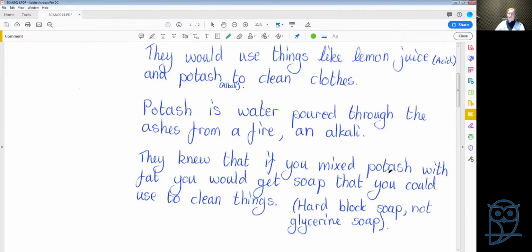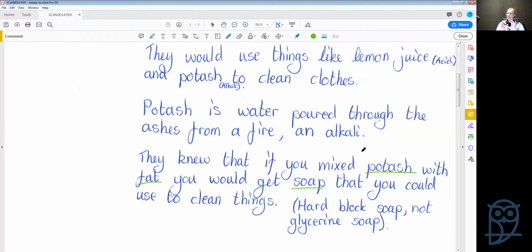And they also knew that if you mixed potash with fat, normally some kind of animal fat that they rendered, so they would literally put the fat from whatever animal in a pot and melt it down until it's see-through. And then they would mix potash into that until it became hard and lumpy. And that would be soap. Soap essentially is just that, some kind of fat mixed with some kind of alkali.